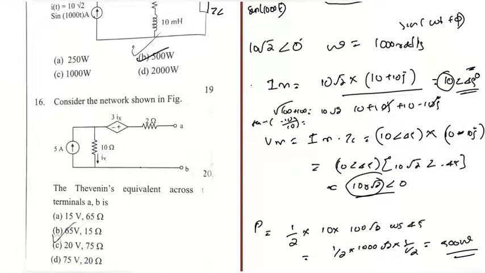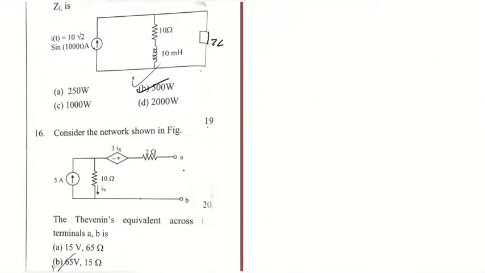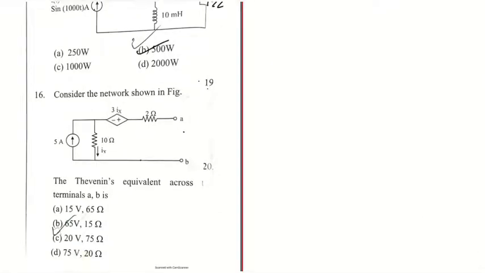Thank you. Let's move on to the next question. Let's do the 16th question. In the 16th question, consider the network shown in the figure. I have to find out the Thevenin equivalent across the terminal AB. To find the Thevenin equivalent, I have to find out VTH and RTH, right? This is a case where a current dependent source is over here.